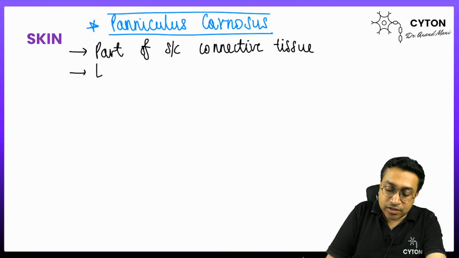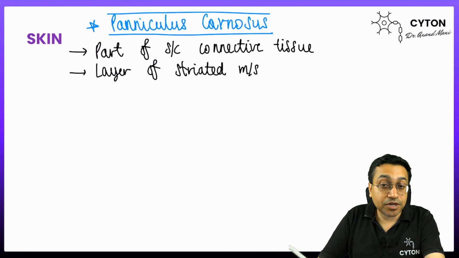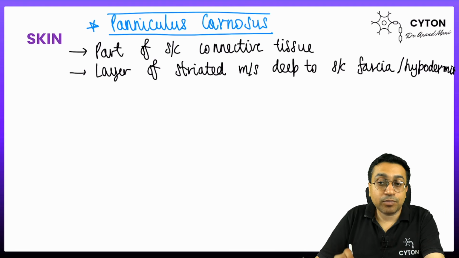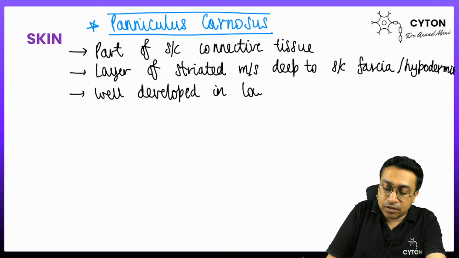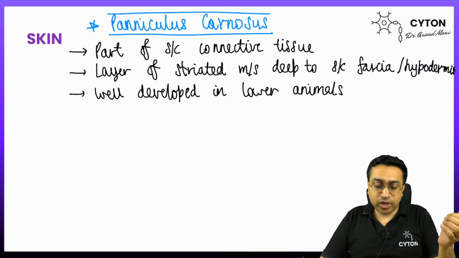It consists of a layer of striated muscles just deep to the subcutaneous fascia, or I can use the word hypodermis if you remember. Now this is very well developed in lower animals. Just remember you might have seen a cow or a buffalo in your nearby locality.